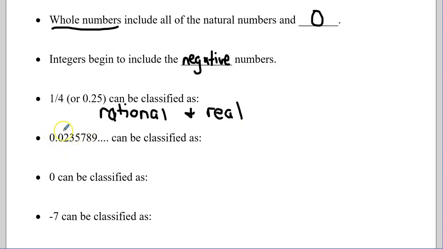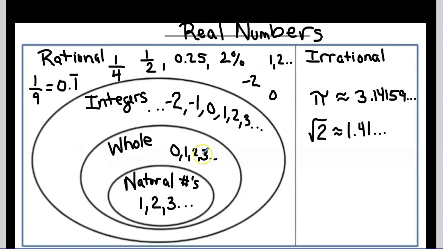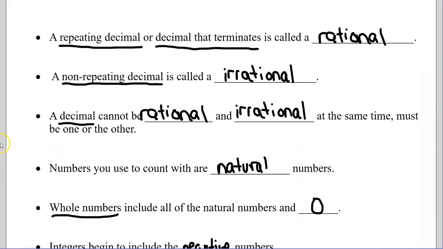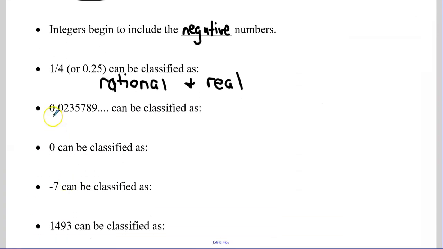Now, notice this next number, 0.0235789. Notice there's no repeating here, and this ... means that it goes on forever. And what did we say about decimals that don't repeat and go on forever? Well, if we look back at our chart, those are the irrational numbers. Now notice, if you're irrational, you're also a member of the real number category. So for classifying 0.0235789, this is going to be irrational, and it's also going to be real.